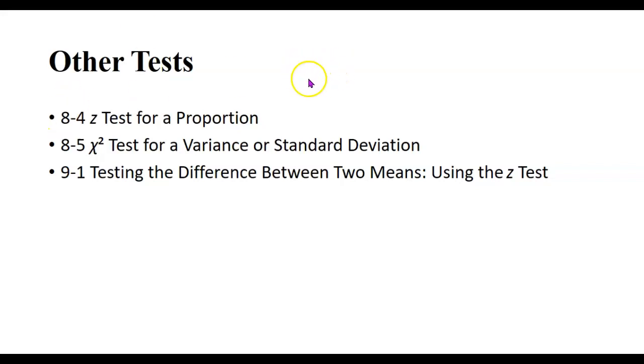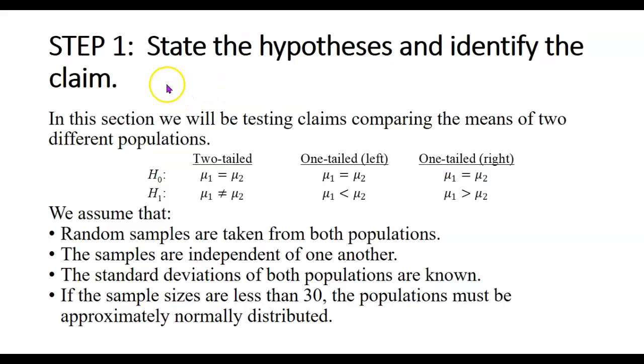You're not comparing just one mean to a specific number, you're comparing one mean to a different mean. So in this section, we'll be testing claims comparing the means of two different populations. That means that the null hypothesis will always be that those means are equal to one another. Mu1 equals mu2. The mean for one population is the same as the mean for the other population.